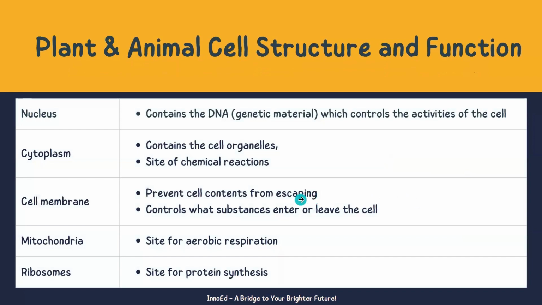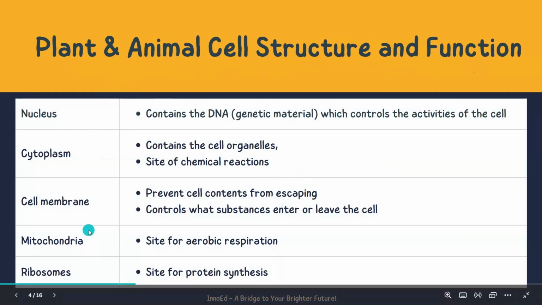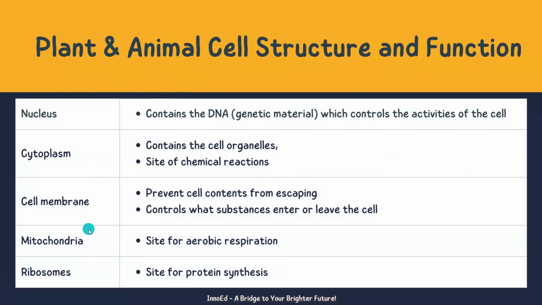So this is the table of the plant and animal cell structure and function. It means these 5 structures are present in both plant and animal cells. The first one, nucleus. Nucleus contains the DNA, which is the genetic material, which controls the activities of the cell. They are the controller.